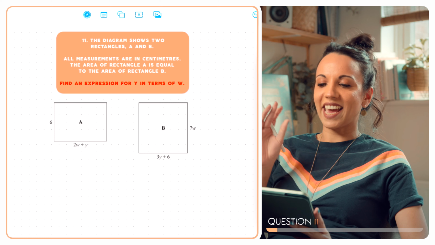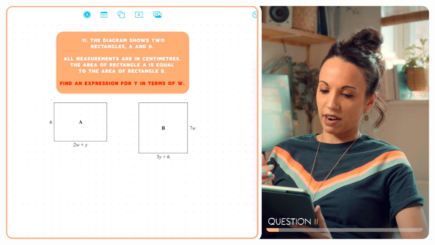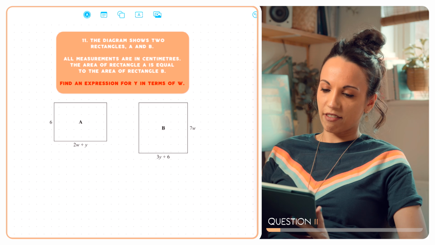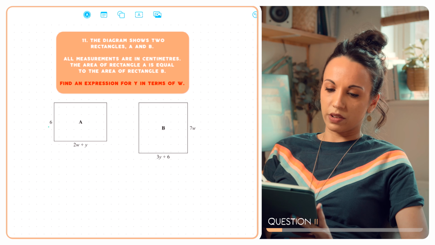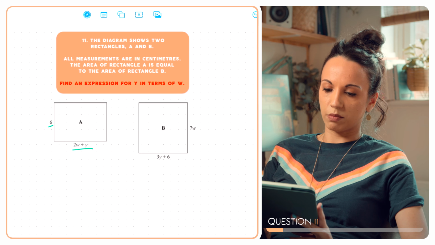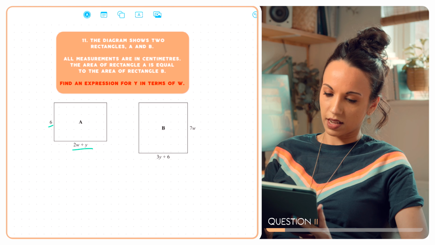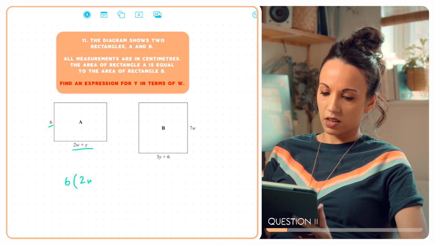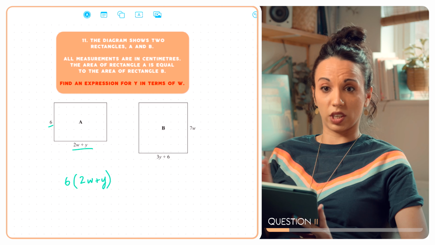Well, it's told us that the areas of these rectangles are equal. So how do we work out the area of a rectangle? Well, we do the length times the width. So for the area of rectangle A, we've got 6 times 2W plus Y. So let's use some brackets to write that. The area of this one is 6 times (2W plus Y). That makes sure that the whole of that expression gets multiplied.